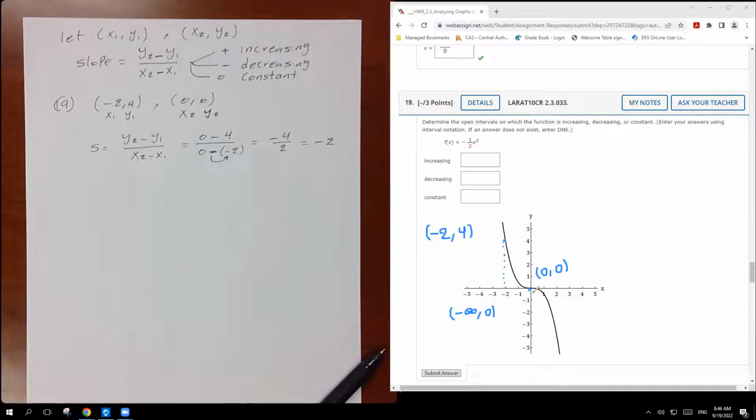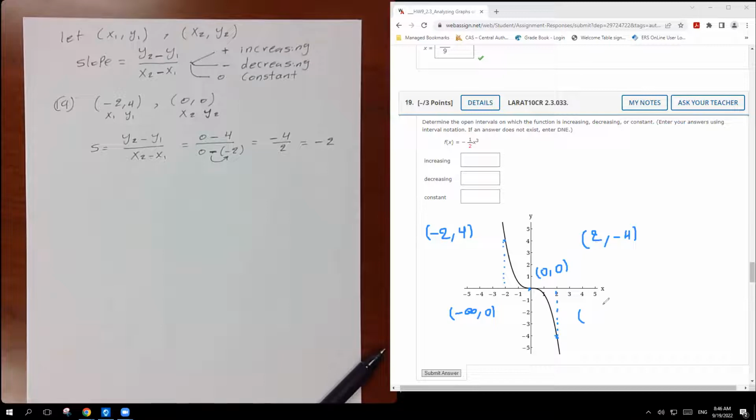I can choose this point also, which is 0, 0. Now I need to find another point on the graph. I can choose this one, this one, or this one. This one is easier because why? It's not a decimal number. So I'm going to choose x is 2. Let's write down here: 2 and -4.